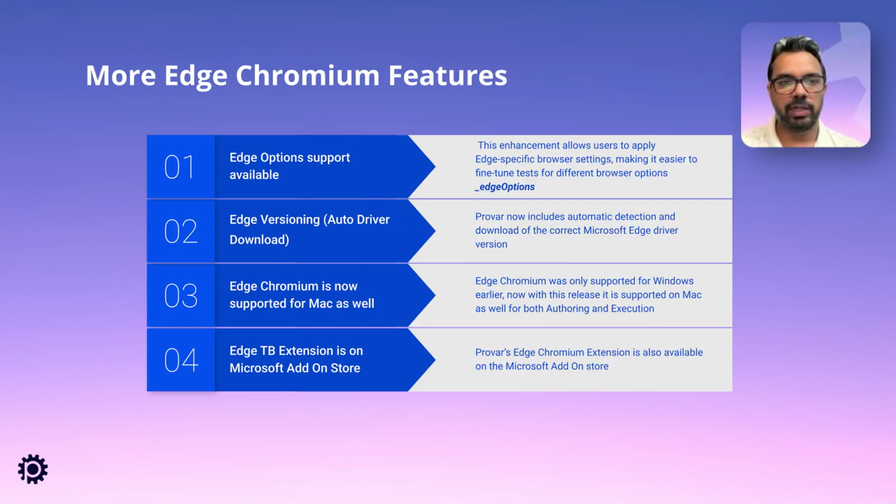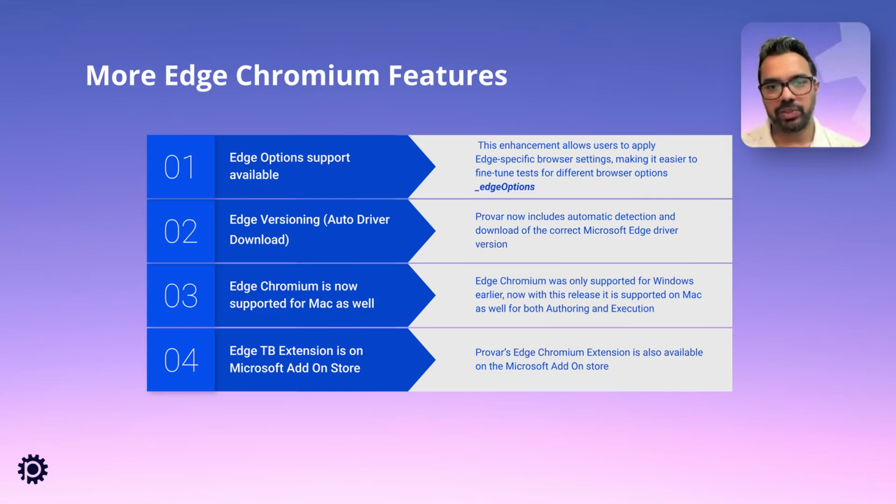Moving to the next one, since we have supported Edge Chromium as an authoring browser, it is coming with a few additional enhancements. The first one is around Edge options. With this enhancement, users can now apply Edge-specific browser settings, making it much easier to fine-tune your testing with different configurations of the browser around Edge as well. Till now, it was available only for Chrome. Now it has been extended to Edge as well.